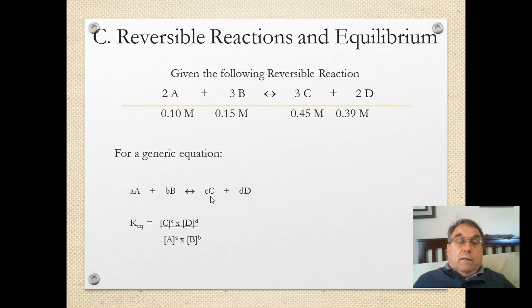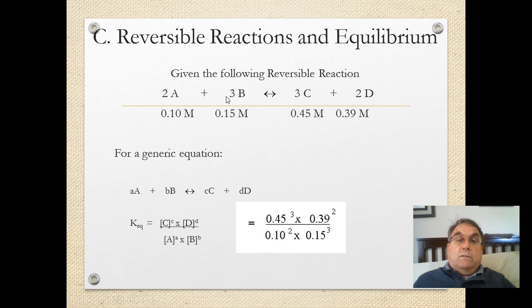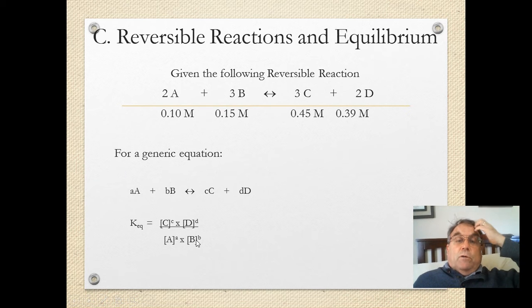Okay, so you take the molar concentration of C, raised to the power of whatever the coefficient is, and the same with D. So these are the products, and these are the reactants. So you might be asked to write this for this reaction. It might look something like, C would be raised to the third power, D would be raised to the second power, A would be raised to the second power, and B would be raised to the third power.